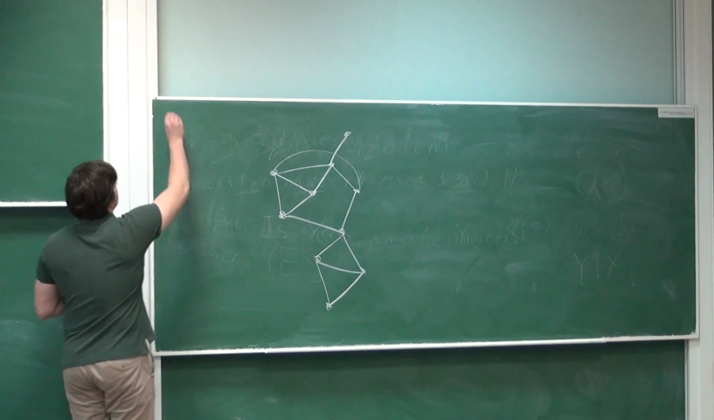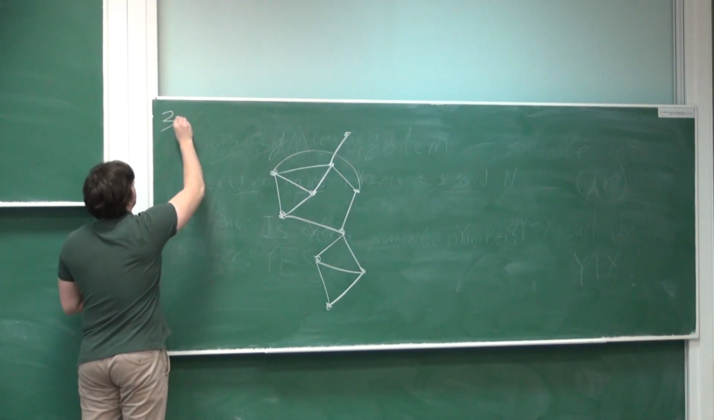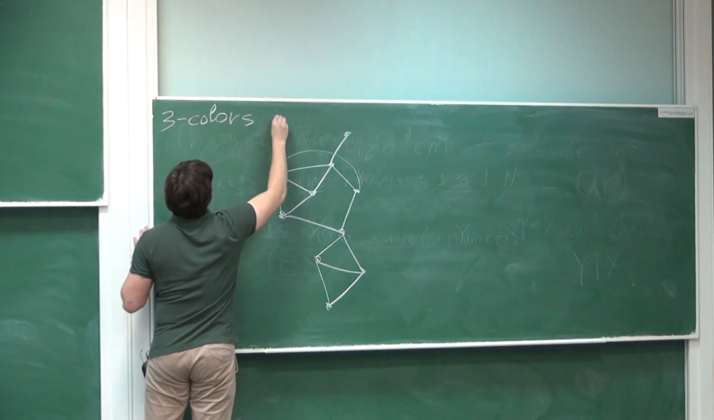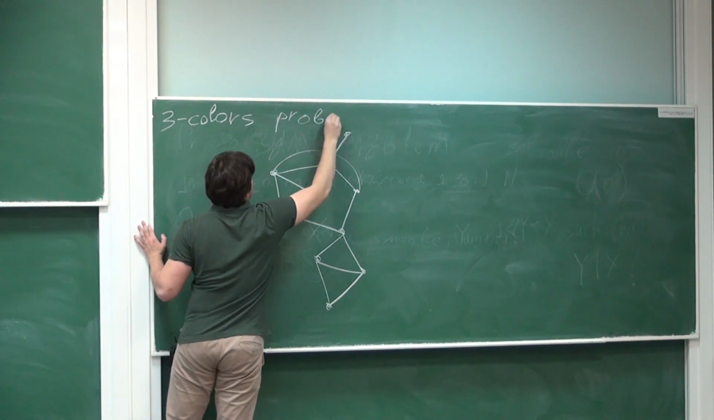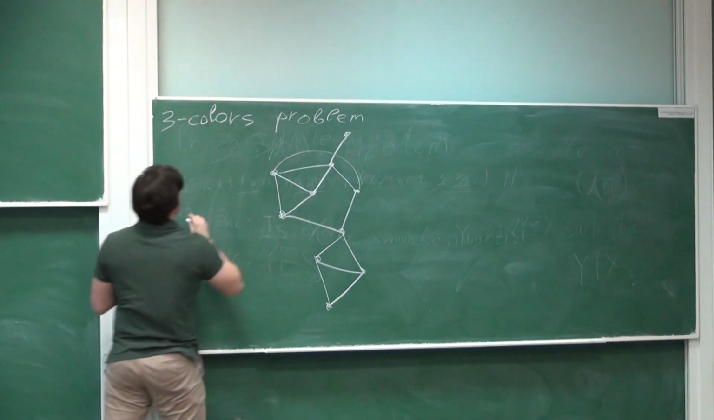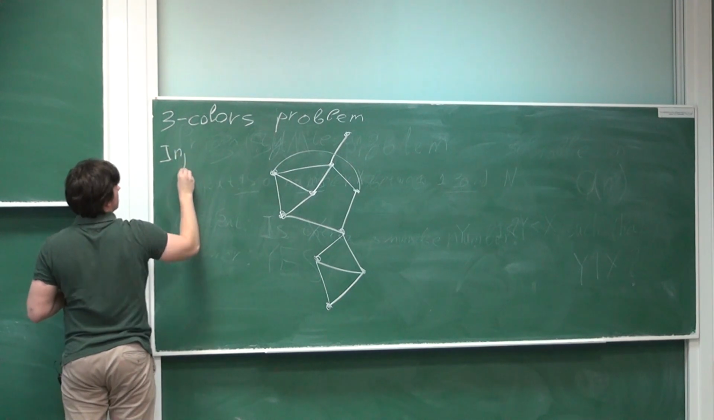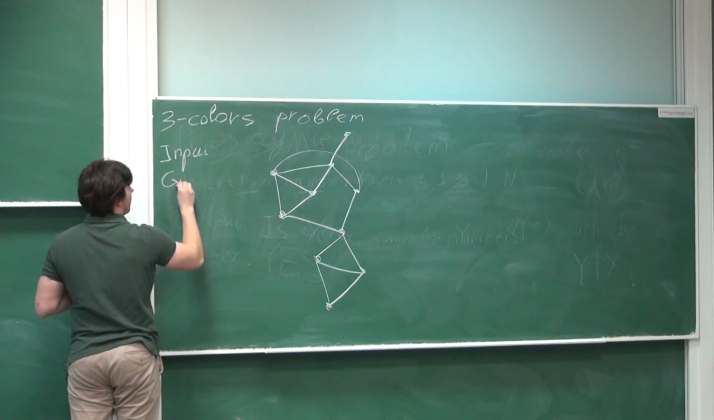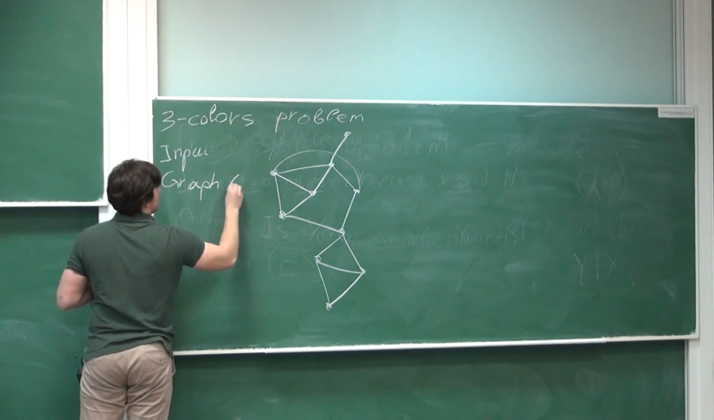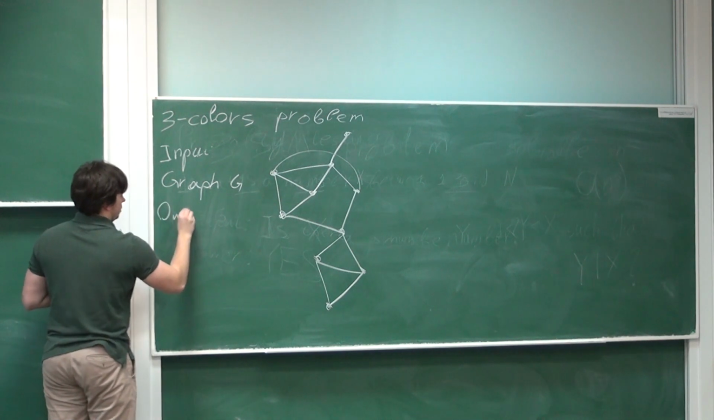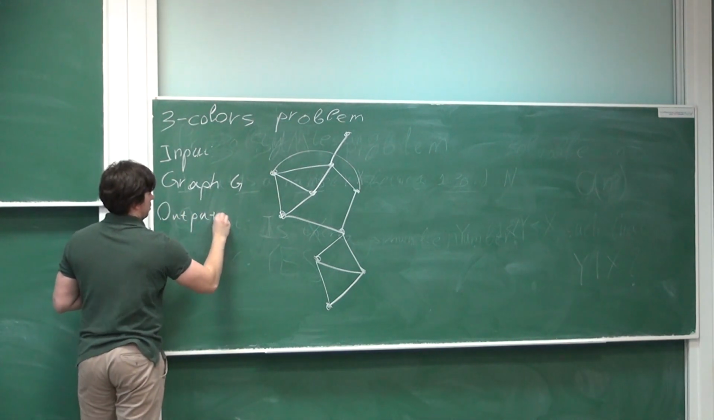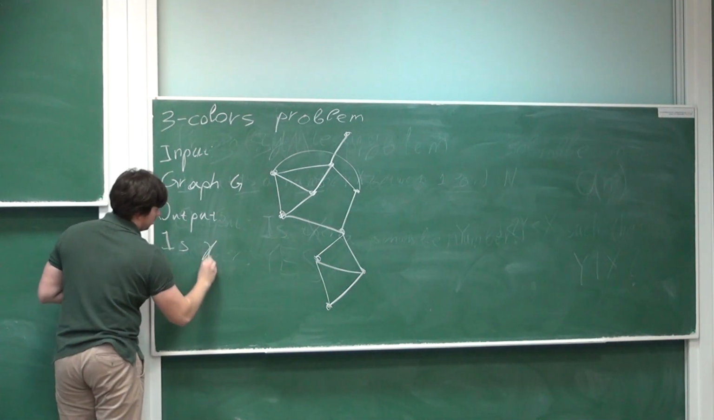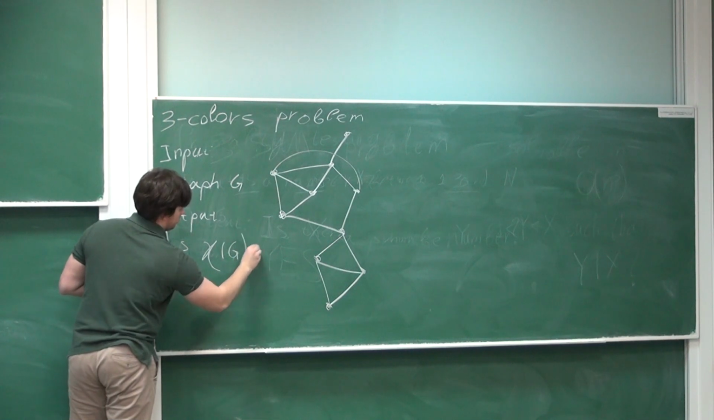So, the 3 colors problem. Your input is graph G, output is: is the chromatic number of G at most 3?